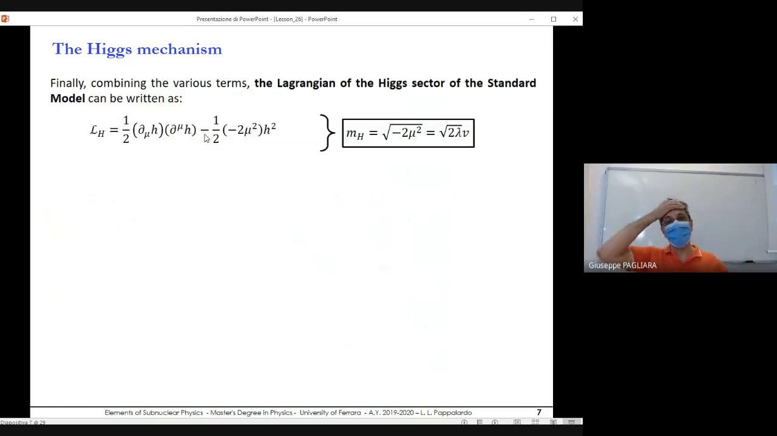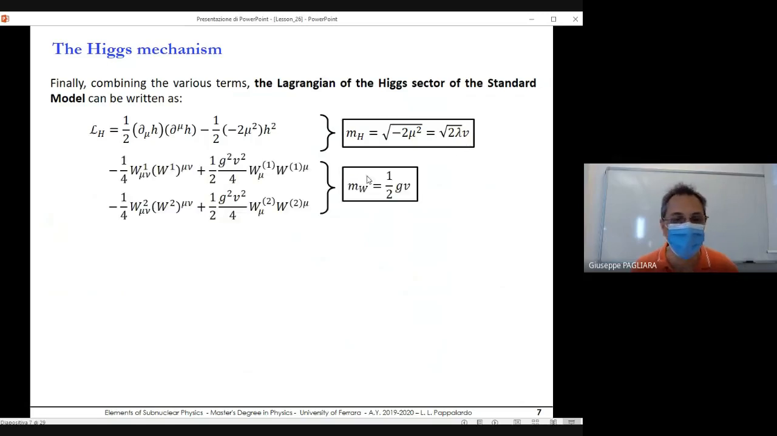So let's now summarize the full Lagrangian, okay, for the Higgs sector in the electroweak model. So a first term of the Lagrangian is the Higgs term, the pure Higgs term. So we have the kinetic term of the Higgs field and the mass term, which is quadratic in the Higgs. Okay, and by this we derive that the mass of the Higgs is given by square root of 2 lambda v. Then we have the terms for the W's.